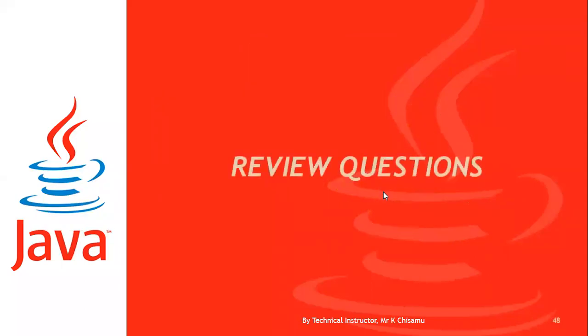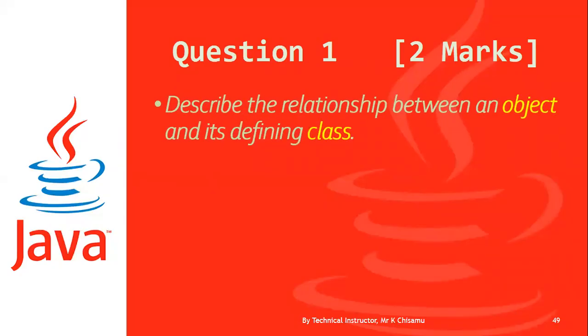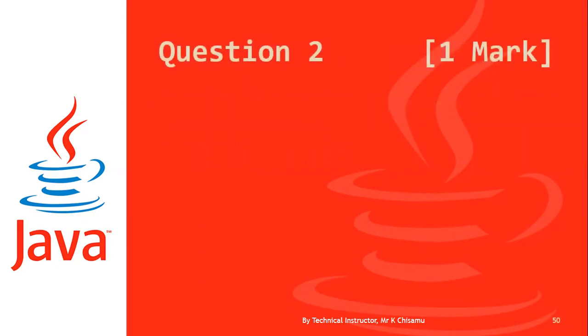So let's make progress. Okay, we've come to the end of this section. Let's have a look at some review questions, please. You should always pause the video and do these questions. I'll not do these questions with you in class. I leave them to you to sample and see if you can answer them. Here's question 1. Describe the relationship between an object and its defining class. What is the relationship?